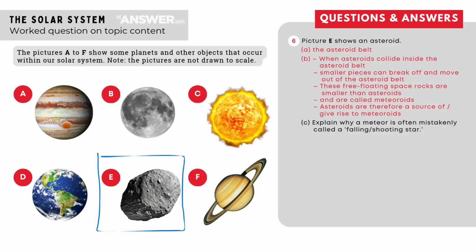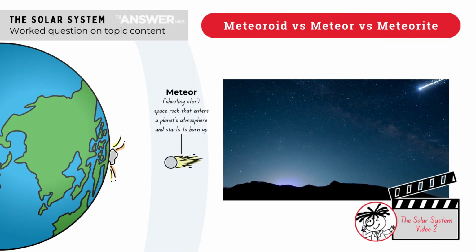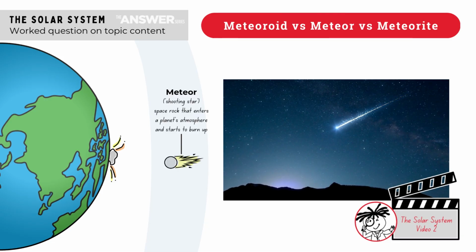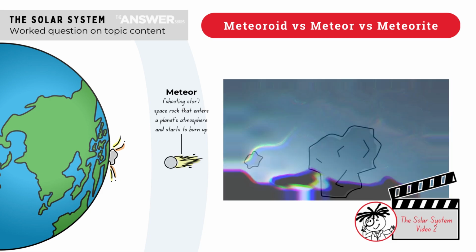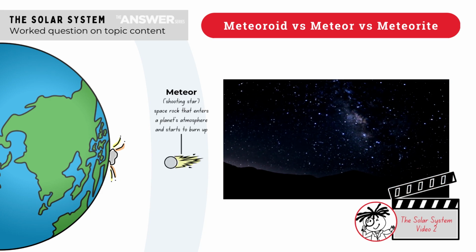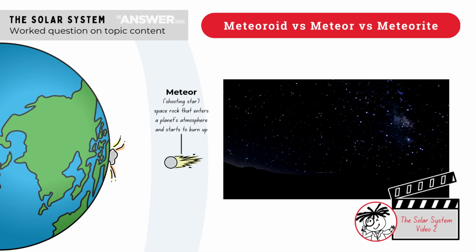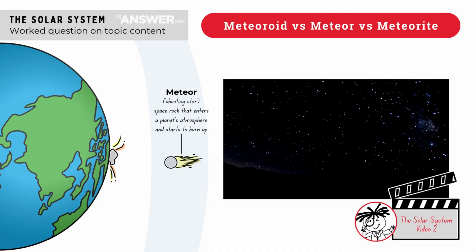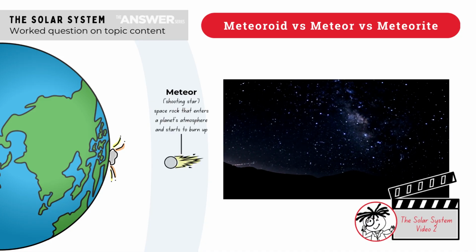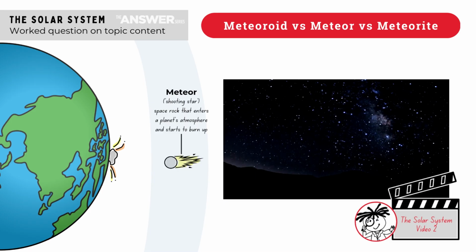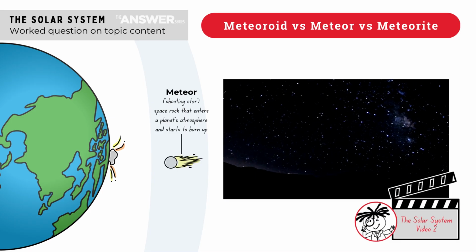Question C then asks us to explain why a meteor is often mistakenly called a falling star. We covered this in video 2 of our solar system, where we said that meteors are basically meteoroids that have moved into the atmosphere of a planet. Because the atmosphere of a planet has lots of gases in it, it starts to burn up. This burning process then creates a long white tail that ultimately resembles a star falling out of space. And that's why people tend to refer to them as falling stars.